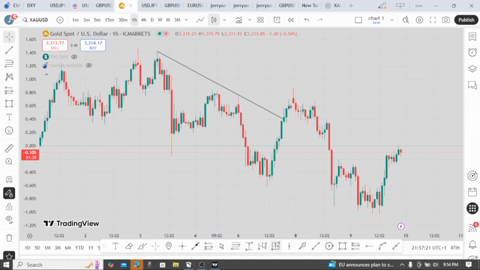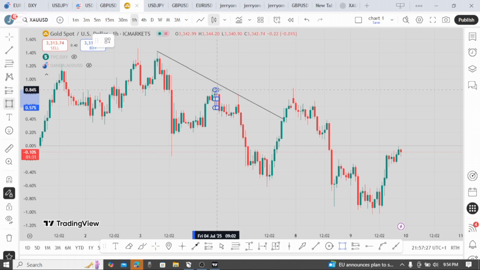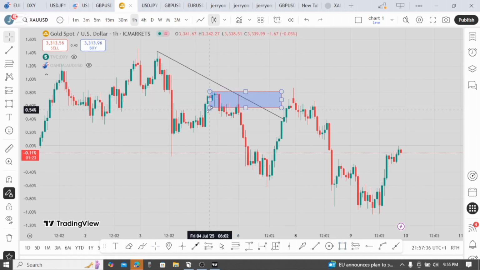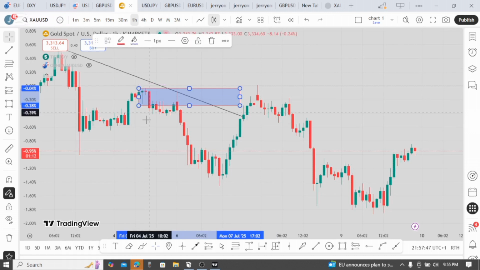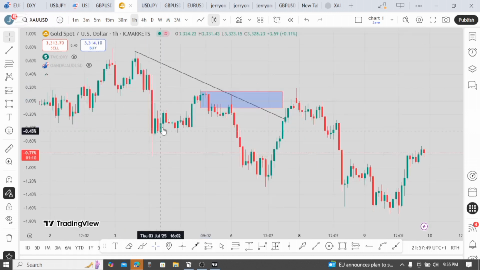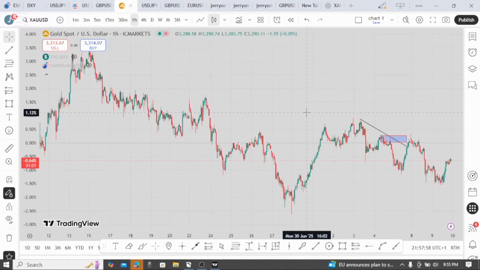So we look for the last bullish candle, the last green candle at this particular zone. This is our order block. So when it's bearish, you look for the last bullish or buy candle as our order block. Then when you are going bullish, the last sell candle is our order block.